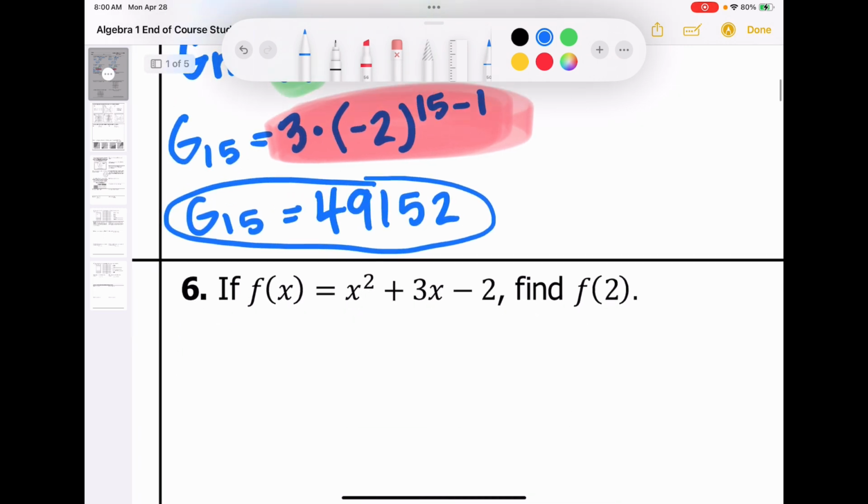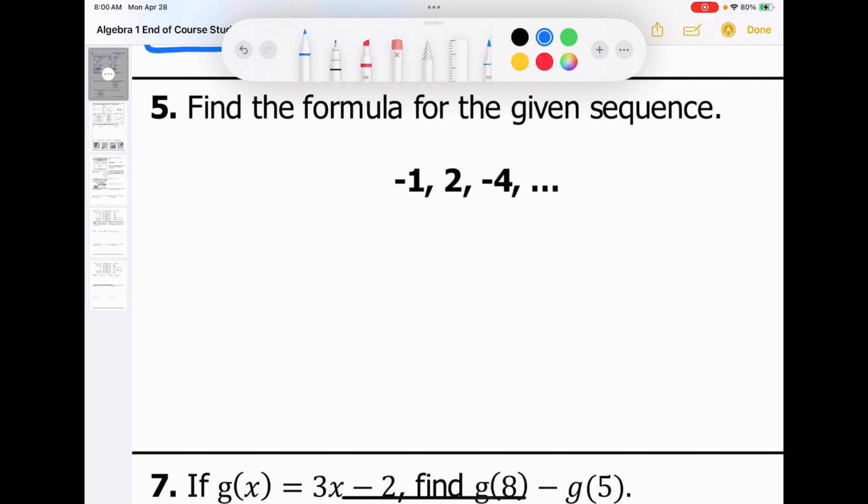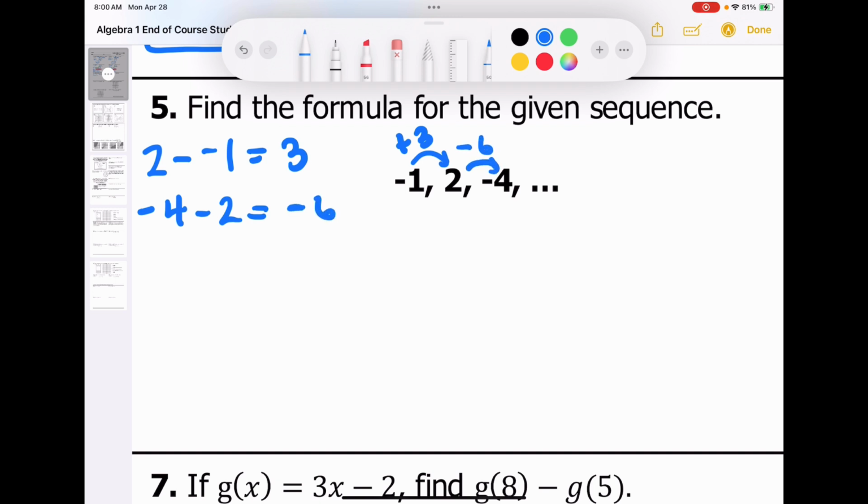All right, number 5. It says, find the formula of the given sequence. So we have to figure out whether it's arithmetic or geometric. To get from negative 1 to 2, if I was adding or subtracting, I would do 2 minus negative 1, which would give me a positive 3. But then if I do negative 4 minus 2, that gives me a negative 6. So we're not adding or subtracting because these numbers are not common. So now I have to figure out what we're multiplying by every time.